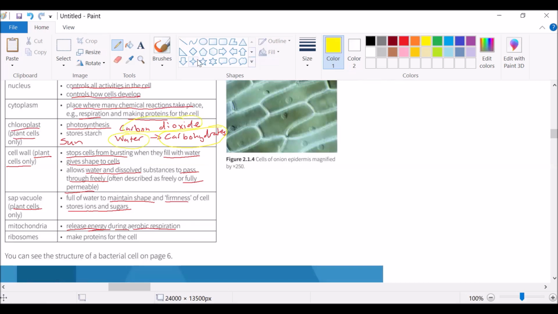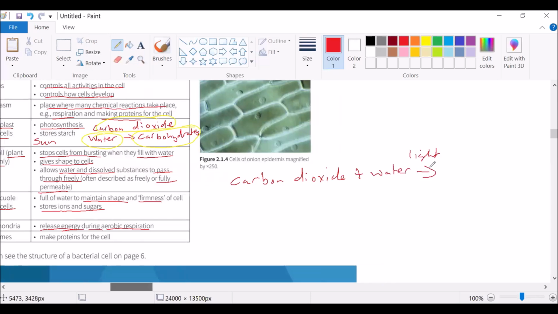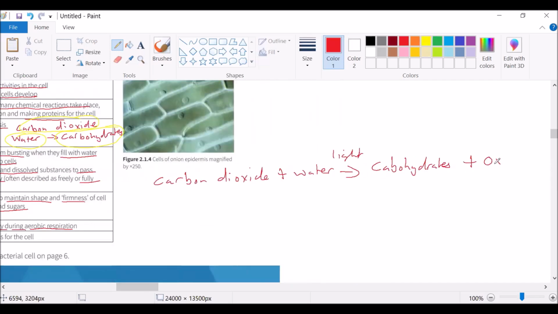So we can say aerobic respiration is the opposite process to photosynthesis. Whilst in photosynthesis we have carbon dioxide plus water, in the presence of light from the sun, produce carbohydrates and oxygen.